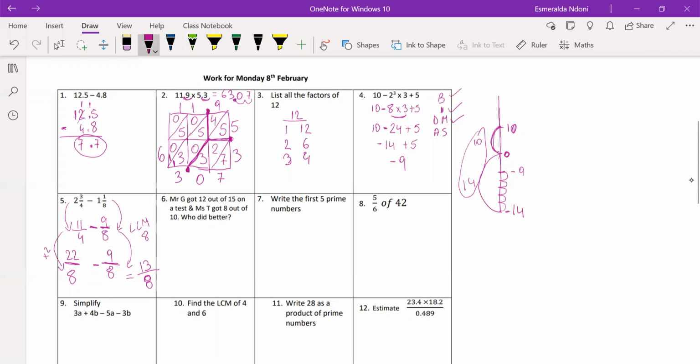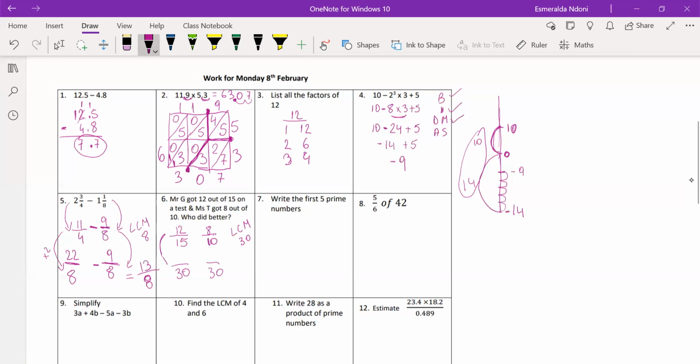Question number 6, again, we need to write this as fractions. We got 12 out of 15. And the other Miss T got 8 out of 10. The question is, who did better? Well, we don't know because we cannot compare them unless they have the same denominator. So let's do just that. Same denominator, we need the LCM. So the LCM of these two numbers is 30. Let's write this out of 30 and this out of 30.